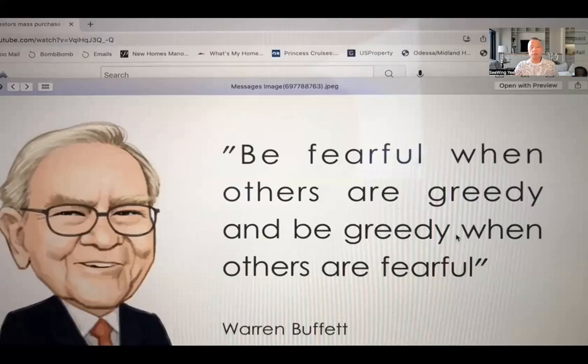At the end of the day, Warren Buffett, the greatest legendary stock picker in history, the Oracle of Omaha, said, be fearful when others are greedy and be greedy when others are fearful. Right now, there's a lot of fear in the marketplace. A lot of it is unfounded. But if you are a smart real estate investor, take advantage of the fear in the market. And in times of crisis, there are a lot of opportunities.